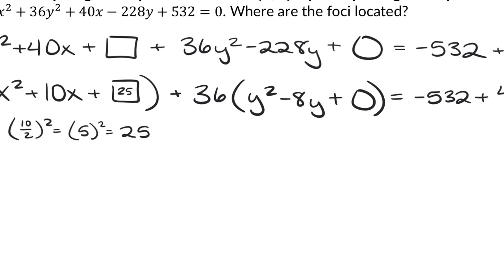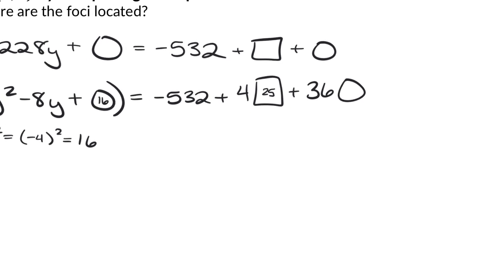We do the same thing for the y's. This becomes negative 8 divided by 2 squared, which is negative 4 squared, which is 16. So 16 goes in the special box or circle, and a 16 goes in this one. Just as a heads up, what's 4 times 25? 100. And then 36 times 16 is 576. So just so we know what those numbers are for later, I just multiplied them.